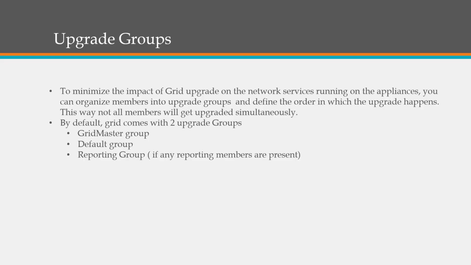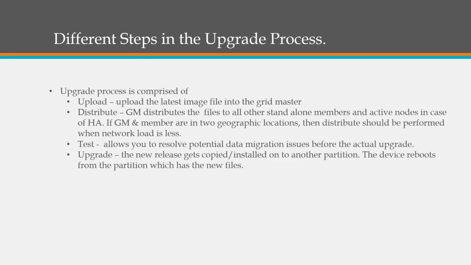Now I will explain the different steps in the upgrade process. The upgrade process is comprised of four steps. The first is the upload. In this step we are uploading the latest image, or if you are going to a latest release, that will have an image file. You can download it from the Infoblox support site. Once you have the image, you have to upload it into the grid master. That's what the upload stage does.